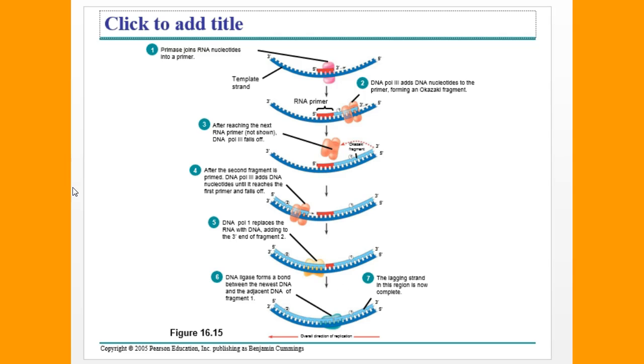Alright, here is figure 16.16 on page 316. Forgive the numbers not quite matching up. This is from the older edition of the textbook. Same information, just slightly different order of the pictures. What this diagram is showing is synthesis of that lagging strand. The first thing that has to happen, primase joins RNA nucleotides in a primer. DNA polymerase 3 adds the DNA nucleotides to the primer, forming the Okazaki fragments.